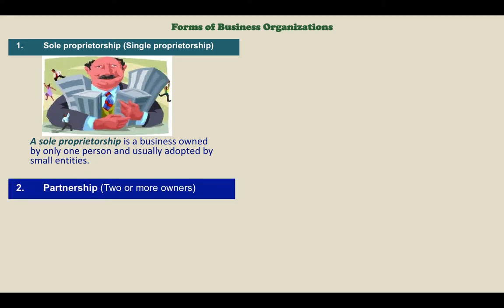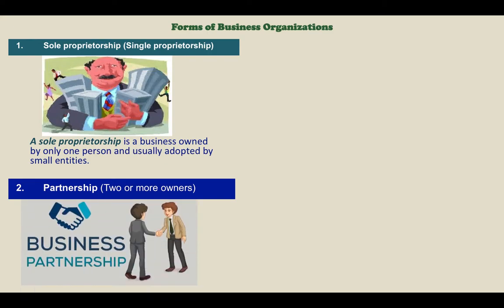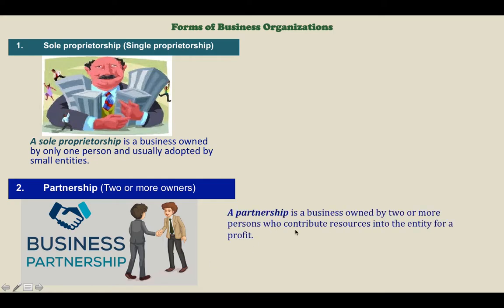The next form of business organization is partnership. This is our topic for today, partnership. And partnership is owned by two or more owners. Okay? So this is the business partnership. We are referring to partnership as business partnership. A partnership is a business owned by two or more persons who contribute resources into the entity for a profit. Take note that the objective of the business partnership is to generate profit.